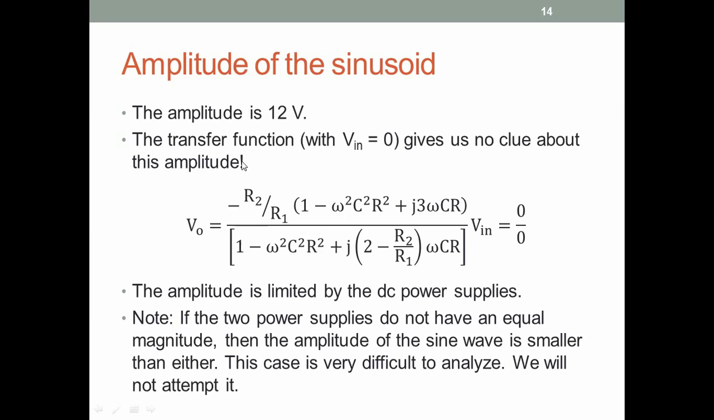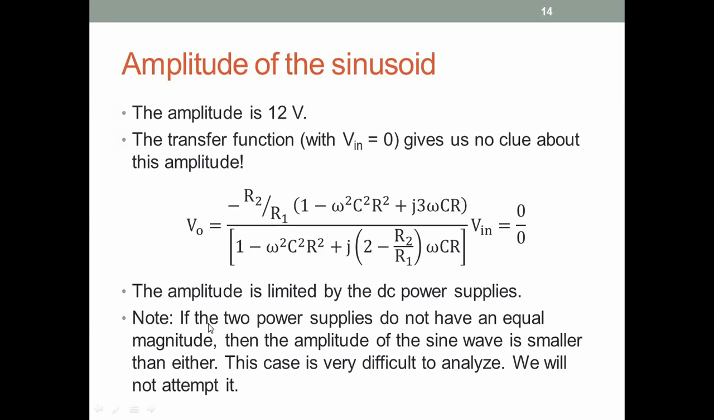For now, all I am going to tell you is that the amplitude will be limited by the DC power supplies, and for a rail-to-rail op-amp, the output will be plus minus 12 volts. If the op-amp is not a rail-to-rail amplifier, then it will be limited by whatever is the highest voltage the op-amp can deliver, which will be listed in the data sheet.